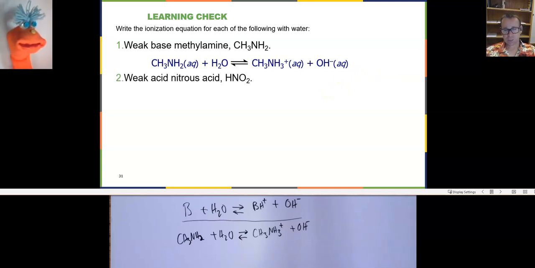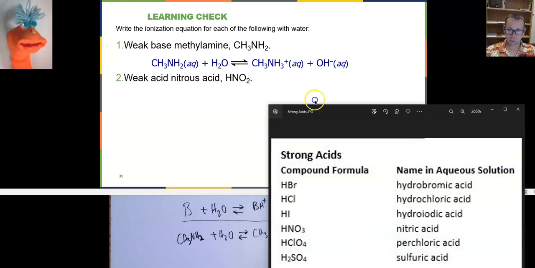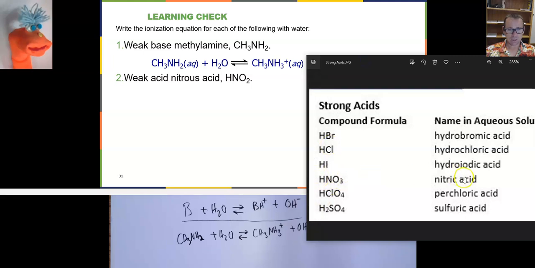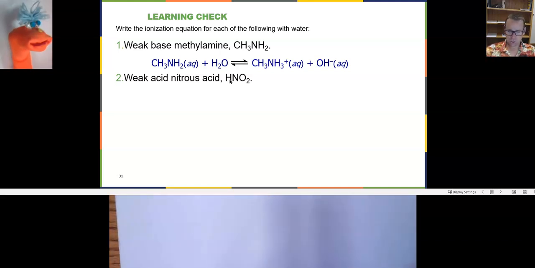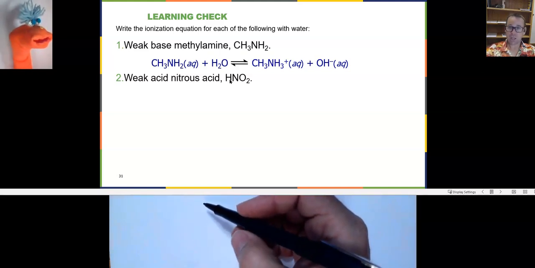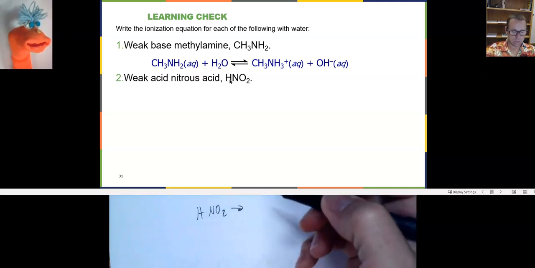How about a weak acid? Nitrous acid, HNO2. If we didn't know this was a weak acid, we could have our strong acid chart and see that it's not one of them. I think it is actually. No, HNO3, nitric acid, but not nitrous acid. Oh, okay. So we have a weak acid, nitrous acid, HNO2. How is it going to behave in water then? HNO2 just dissociates to hydrogen ion and what? Nitrite ion.